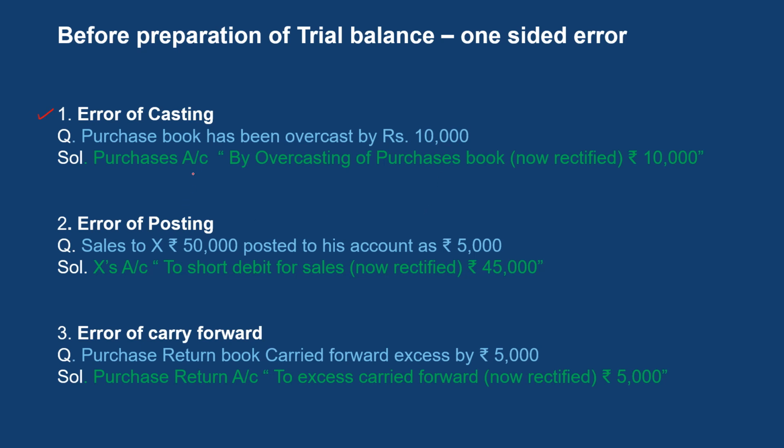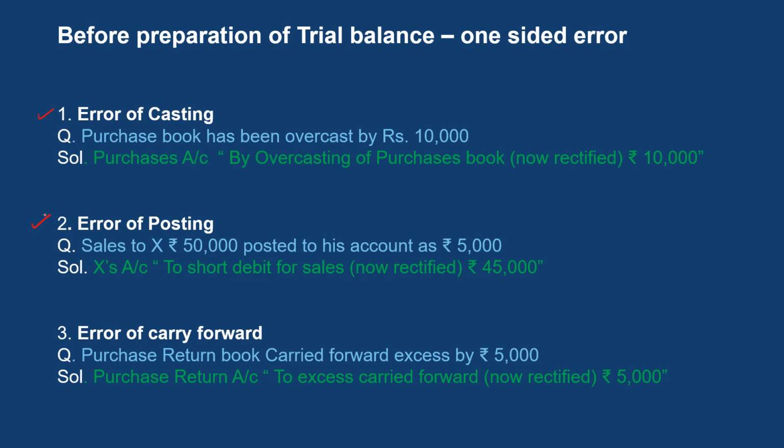So into the purchase account, the amount goes to the debit side. So on the debit side, 10,000 has gone extra. Now to rectify it, you have to reduce that 10,000 which is there on the debit side. So that is rectified by crediting the purchase account. So while rectifying it, you'd put the amount of 10,000 on the credit side by giving the explanation like "by overcasting of purchases book, now rectified, 10,000." Whatever is the month, you can specify that month also here. So this is how you would rectify through an explanatory note in case of error of casting.